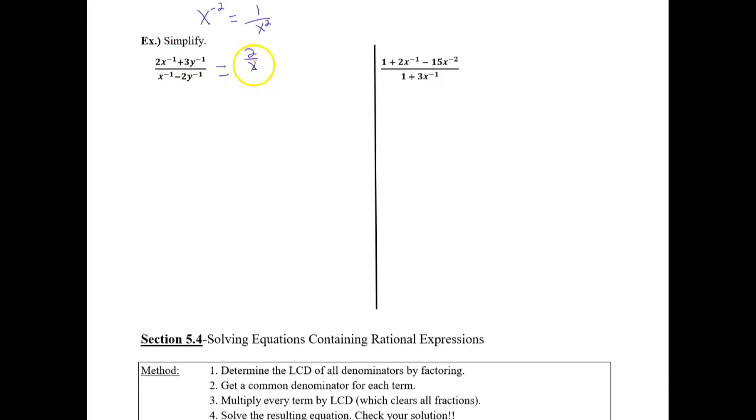Same thing with this 3 times y to the negative 1. The 3 stays in the numerator because it does not have a negative exponent. The y drops down to the denominator. Now those are just the terms in the numerator. I also have to do this with the terms in the denominator.